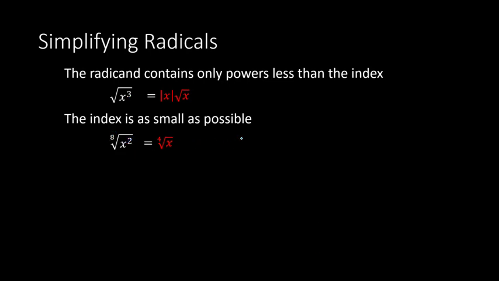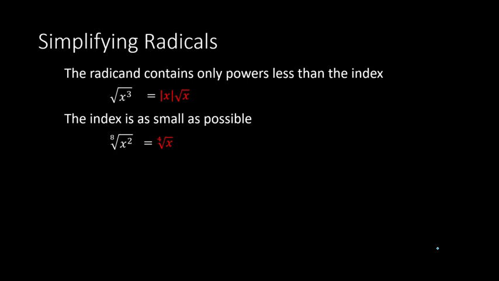The reason why that works is because we can rewrite this radical as a fractional exponent. The 2 right here would be your numerator, and this 8, the index, would be your denominator. So we have x to the 2 over 8 power, which is x to the 1 over 4 power. If you convert that back into a radical, x goes on the inside, 1, the numerator, is your exponent, and the 4, the denominator, is your index. So that is why we can write this as the 4th root of x.